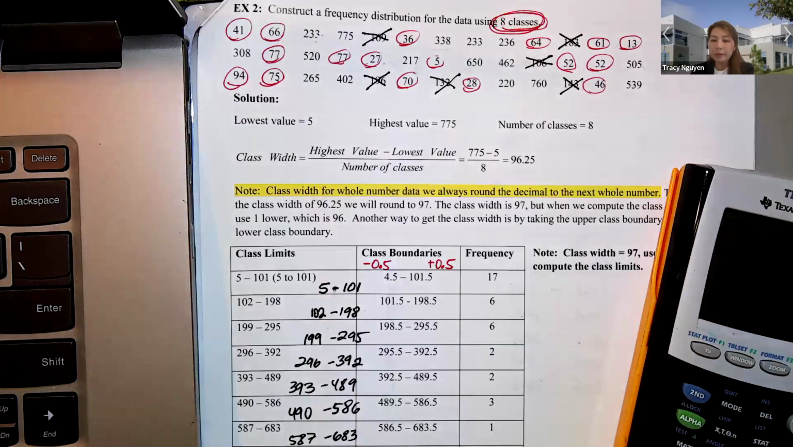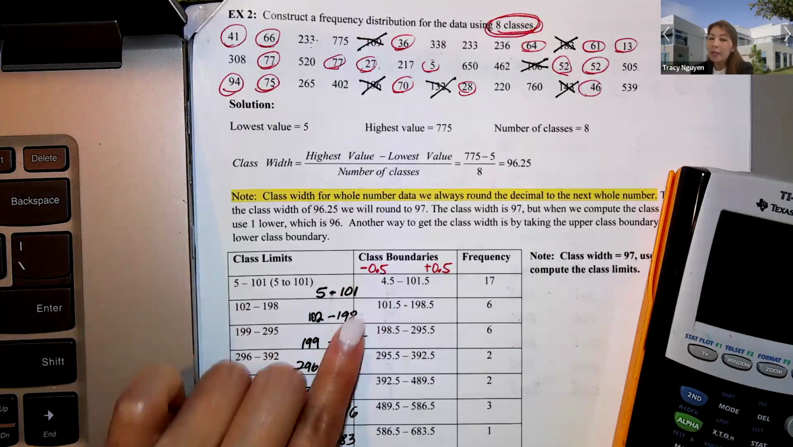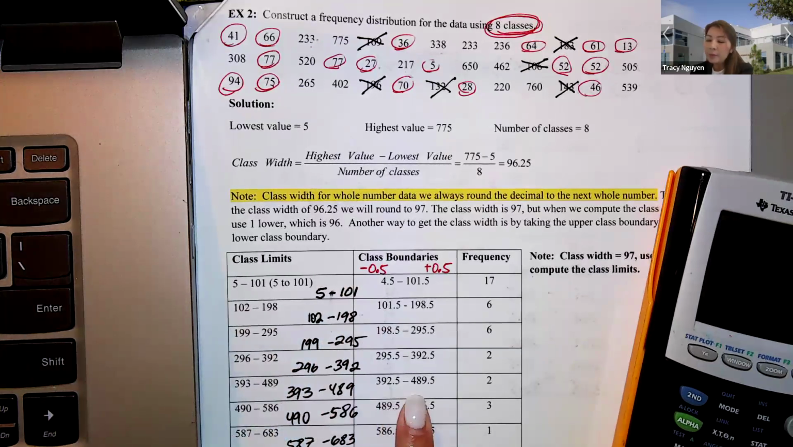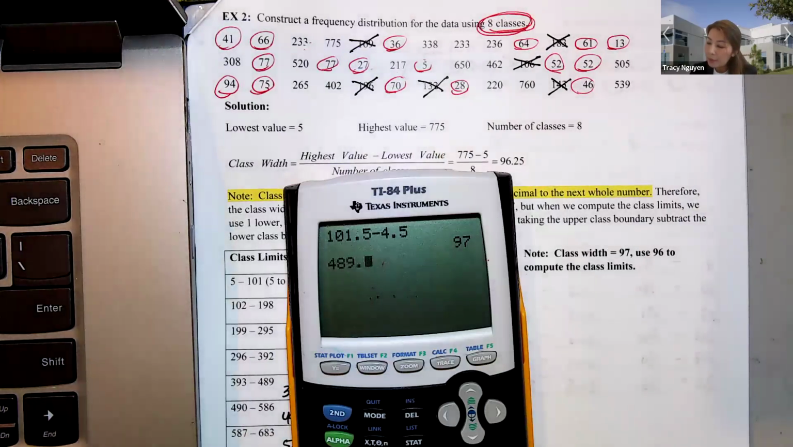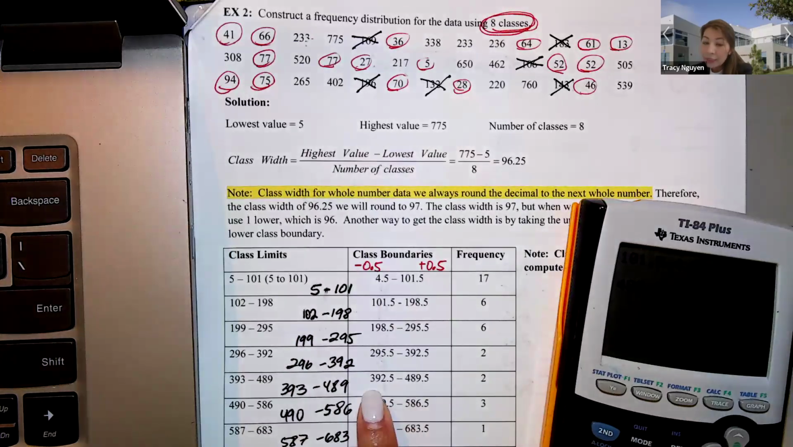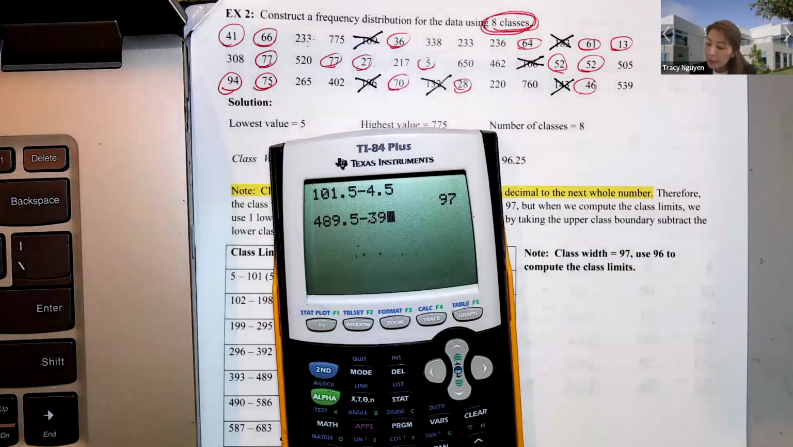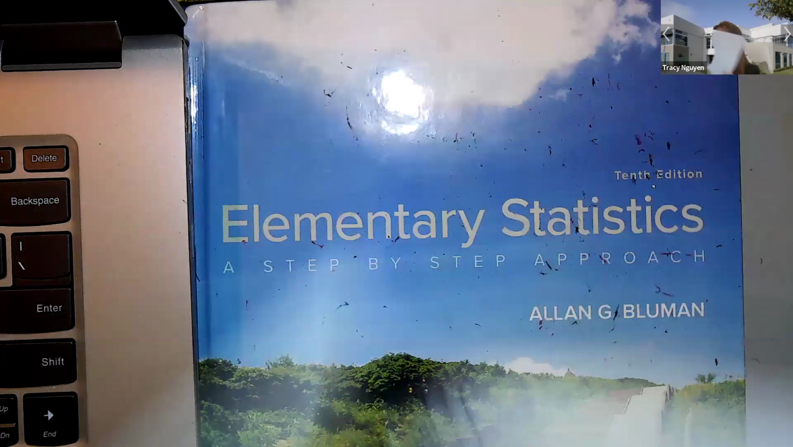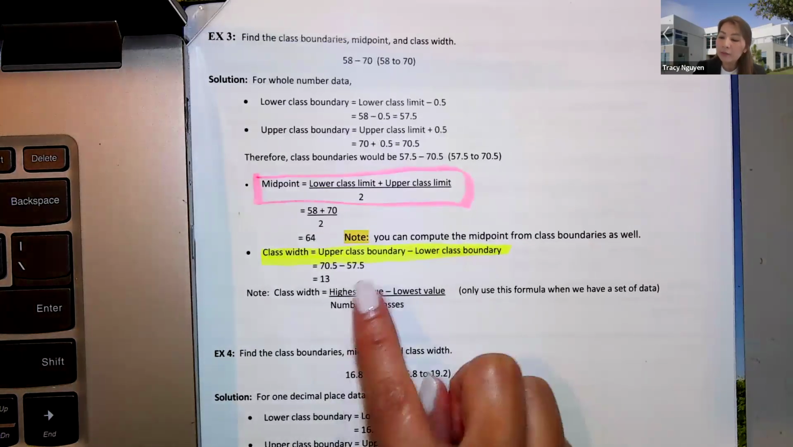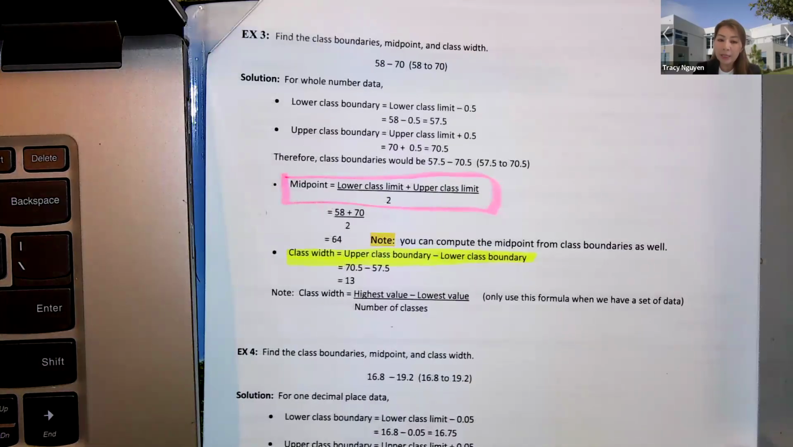And I can guarantee you that if you take any random class boundaries here and you take the difference between the upper class boundary and the lower class boundary, you will get 97. So let's try this. 489.5 minus 392.5, I guarantee is a 97. That's why we always round the class width to the next whole number. And the class width coming from the class boundaries, you take the upper class boundary minus the lower class boundary.